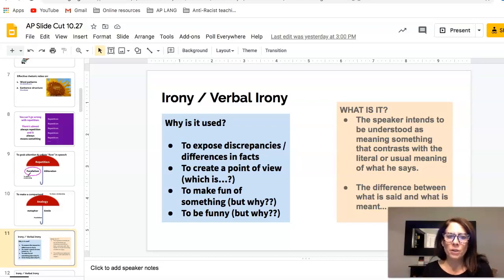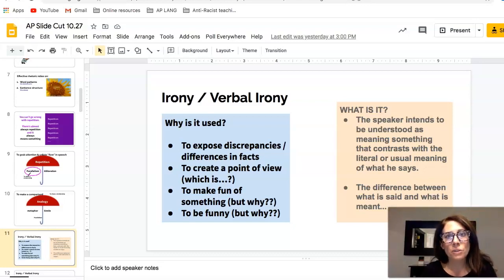So with verbal irony and irony, it can also be used to expose or to uncover, right? Bring attention to discrepancies or differences in facts. So it can be used to say, hey, here's the truth. And they do that by showing it through verbal irony, the discrepancies.